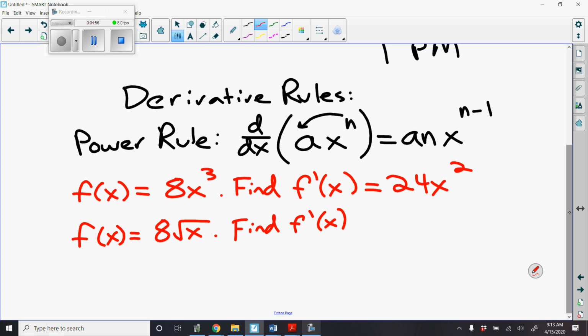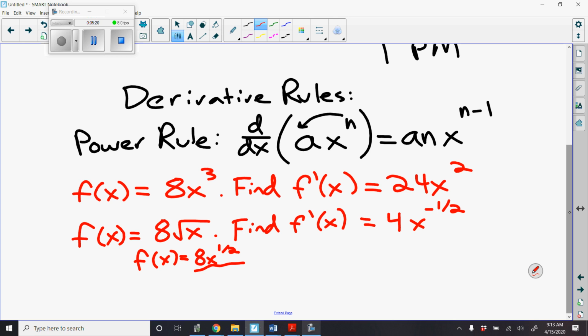So we want to think of this as f of x equals 8x to the half. So then to find f prime of x, right now this is in ax to the n form. I can do 8 times a half and I'll get 4x to the negative half. Okay? And that's a perfectly acceptable form to write your answer in.